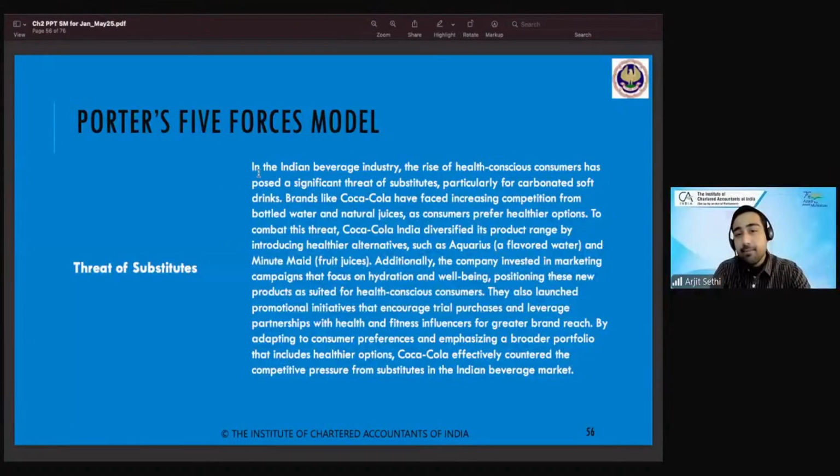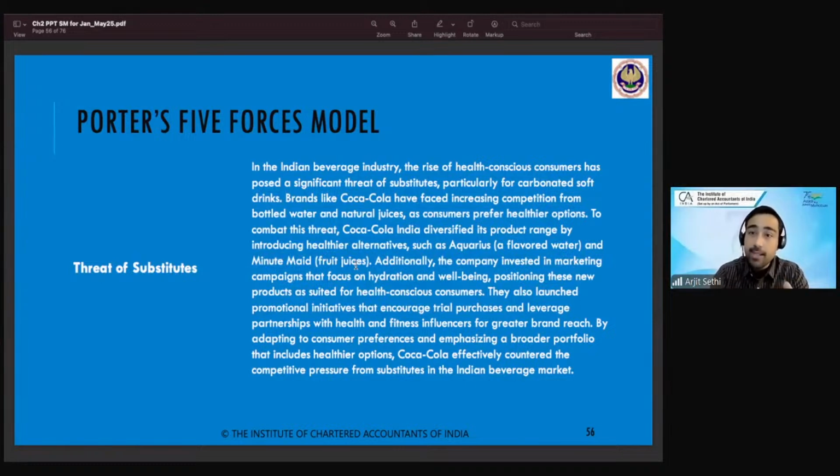The Indian beverage industry: the rise of the health-conscious consumer has posed a significant threat through substitutes. Brands like Coca-Cola have faced increasing competition from bottled water and natural juices as consumers prefer healthier options like नारियल पानी bottle में आने लगा है, right? To combat this threat, Coca-Cola India diversified its product range by introducing healthier alternatives such as Aquarius, which is a flavored water, and Minute Maid fruit juice.